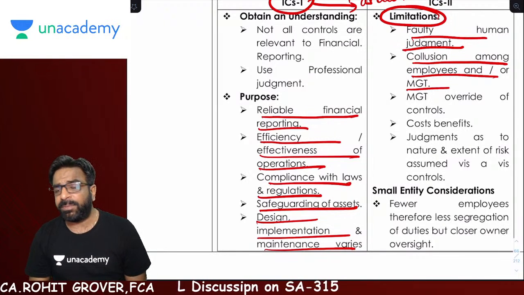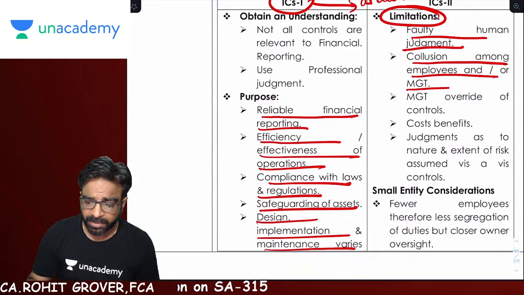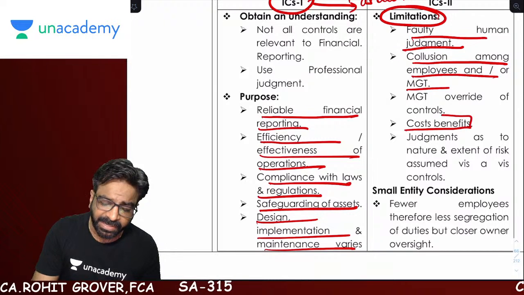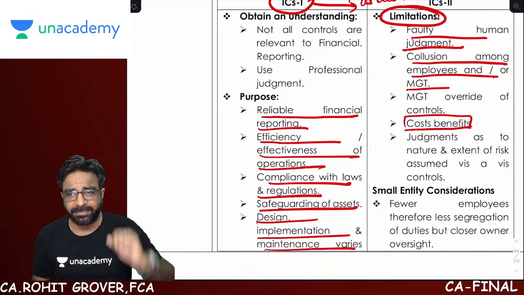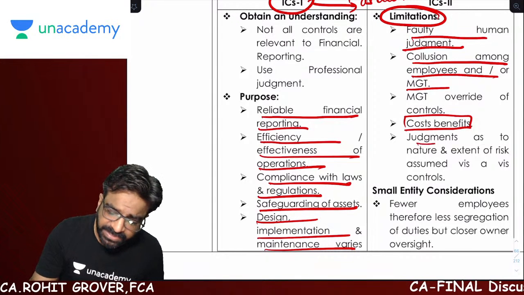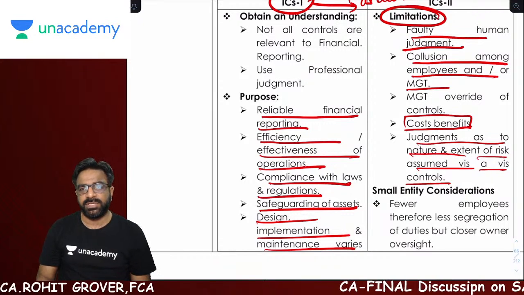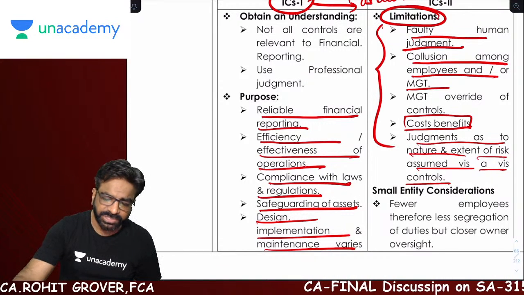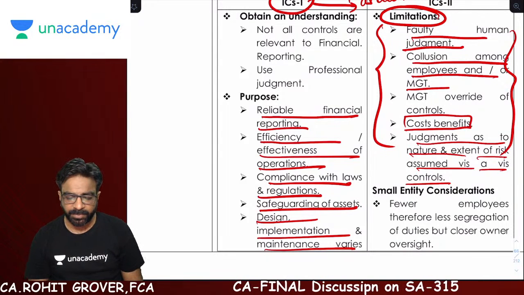Cost benefits. What do you mean by cost benefits? Internal control system is a very expensive affair. Remember one thing, not every entity can maintain the same internal control systems which the big entities can maintain. Are you getting the point? And judgments as to the nature and extent of risk assumed vis-a-vis what? Controls. So these are the various limitations of which system? Internal control system. Did you get the point or not?